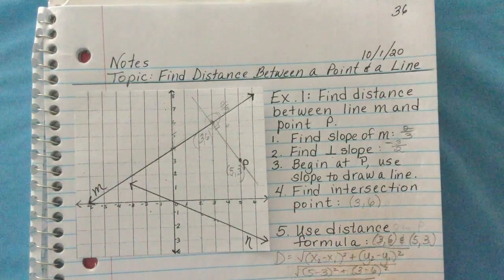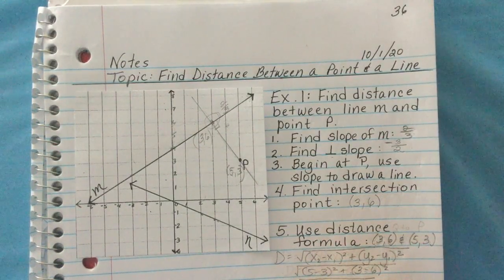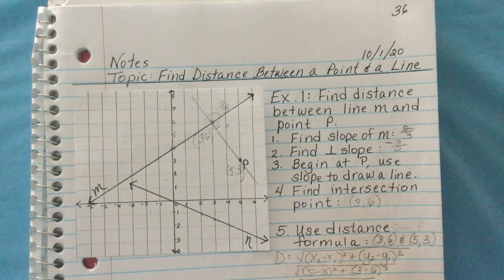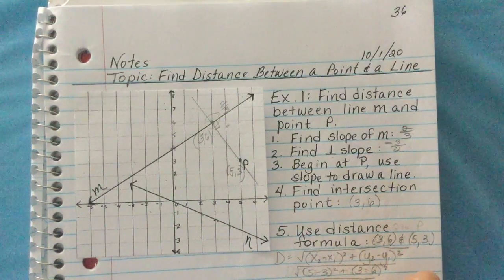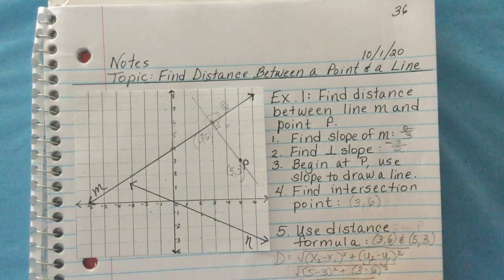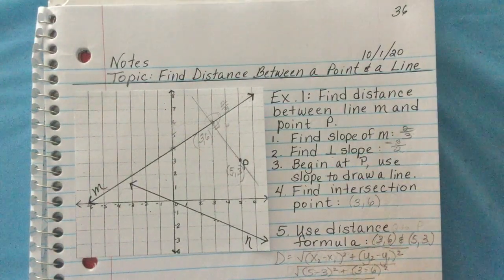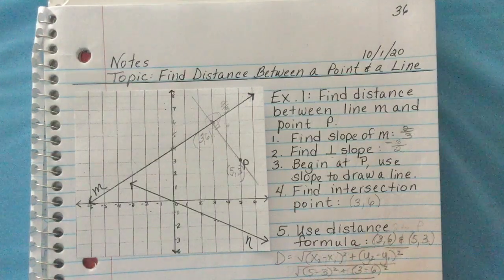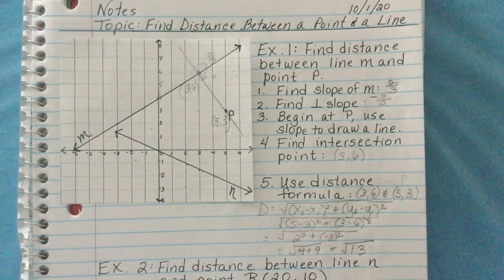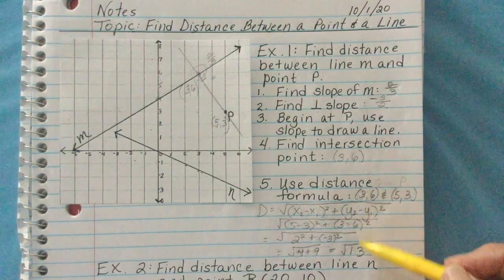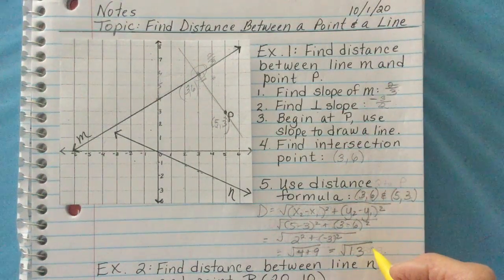5 minus 3 is 2. When I take 2 and square it, I get 4. 3 minus 6 is negative 3. When I square it, I get positive 9. So our distance is the square root of 4 plus 9, which is 13. Sorry about that, I didn't realize I was off the screen there. All right, so that's the distance formula, and the answer is the square root of 13.